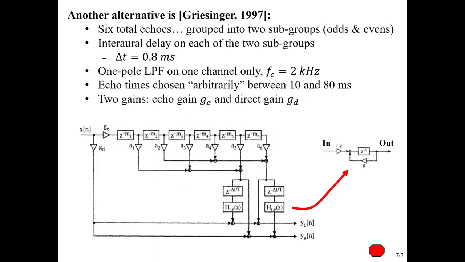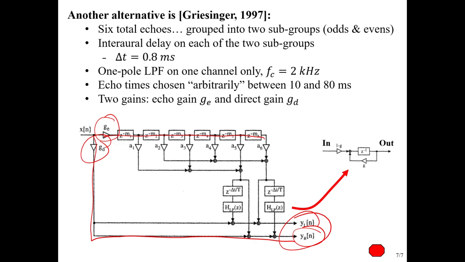And then there's 2 gains that we can work with. An echo gain, G sub E, sets the level of what goes through there. And then a direct gain, there is a direct path that goes straight through to there. So that was another approach. And I would imagine that there's lots of other approaches out there.